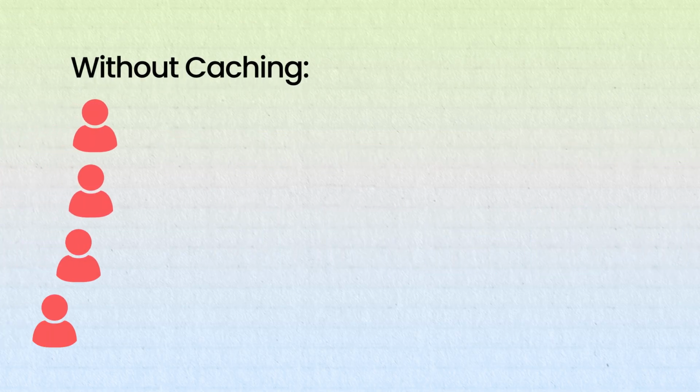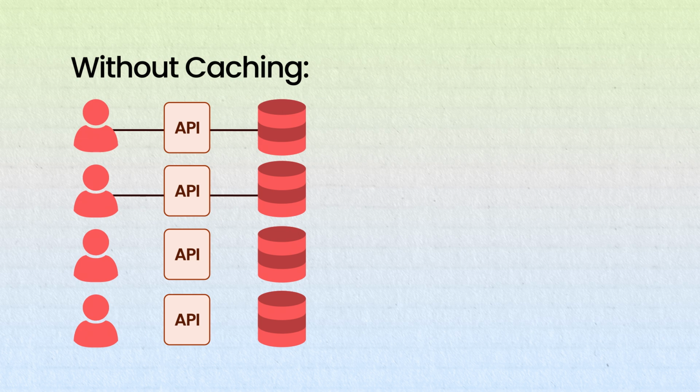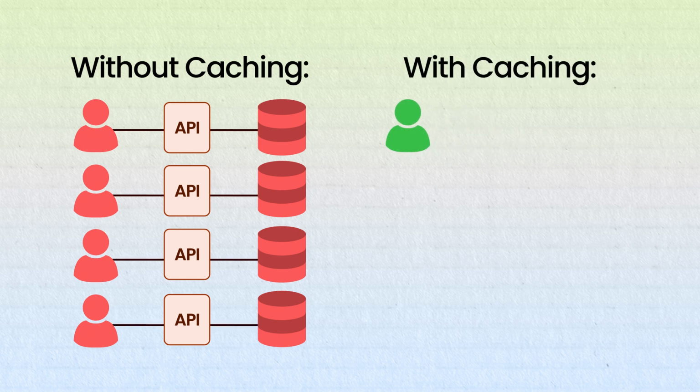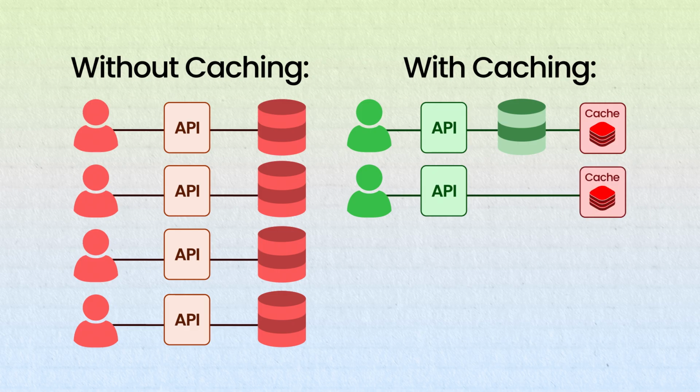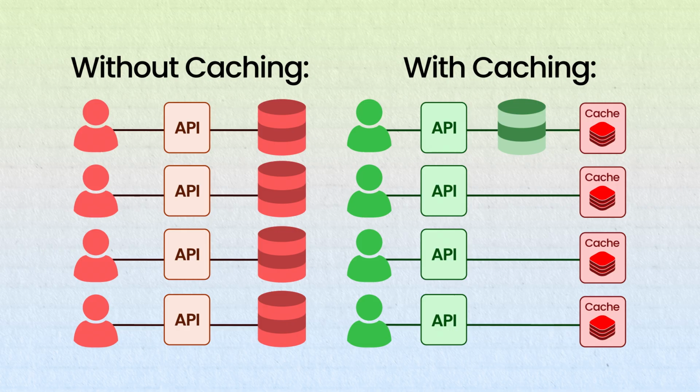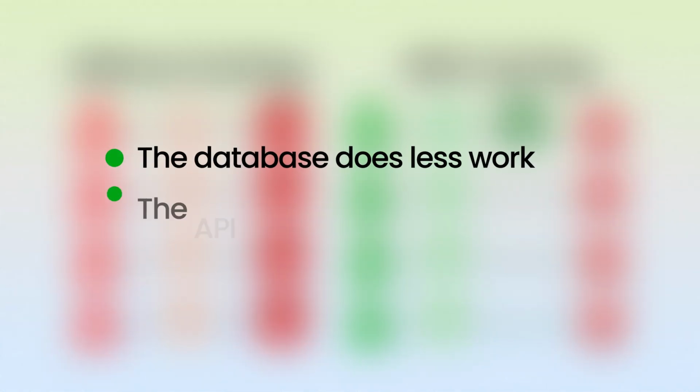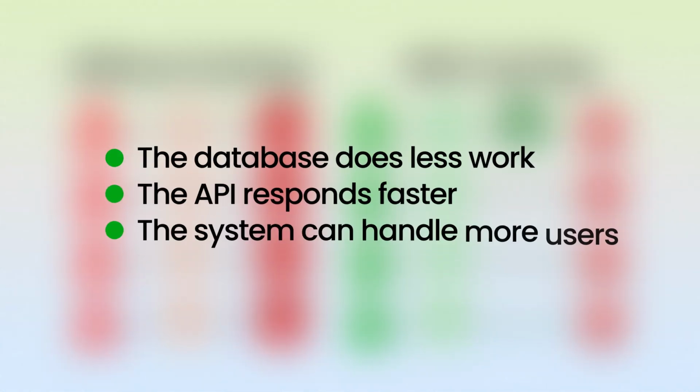Without caching, request 1 calls the database, request 2 calls the database, 3 and 4, and any number of requests call the database. With caching, for request 1, the data is not stored in the cache yet, so it communicates with the database first. For request 2, the data is now stored in the cache, so it is retrieved from the cache. Requests 3 and 4 also come from the cache. So basically, the first request goes to the database, and the remaining requests are served from the cache until you evict the cache. That means the database does less work, the API responds faster, and the system can handle more users.